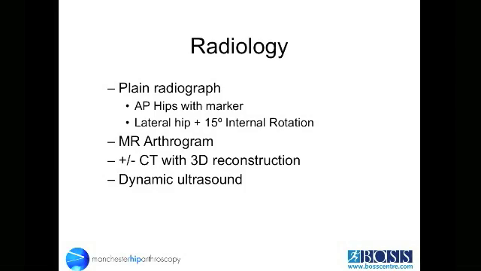Radiology: I always get an AP hips with marker because that allows me to compare the two hips, and I use the marker because some of these patients will have considerable OA and so need a hip replacement. I order a lateral hip with 15 degrees of internal rotation so that I can easily visualize the front of the femoral head-neck junction. I'll order an MR arthrogram, which will allow me to look for any soft tissue abnormality within the joint. More recently, we've been using CT scans with 3D reconstruction because these are far more accurate in assessing the abnormalities of the femoral head. I'll occasionally use a dynamic ultrasound when looking for an abnormal psoas.